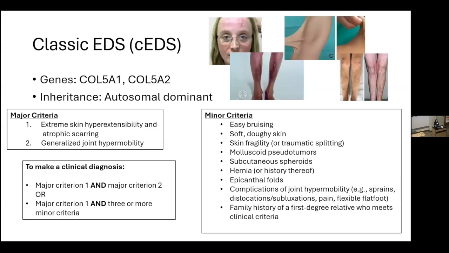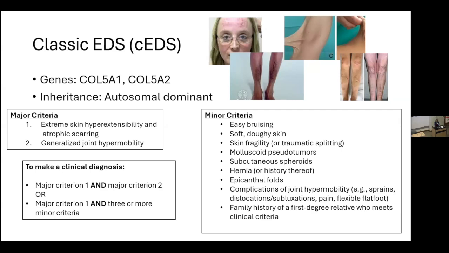So the classic type of Ehlers-Danlos syndrome is probably the most common of the genetically defined types. It's caused by pathogenic variants in the two genes that encode type 5 collagen. It's inherited as an autosomal dominant disorder. The major criteria are extreme skin hyperextensibility and atrophic scarring and generalized joint hypermobility. There's a long list of minor criteria.